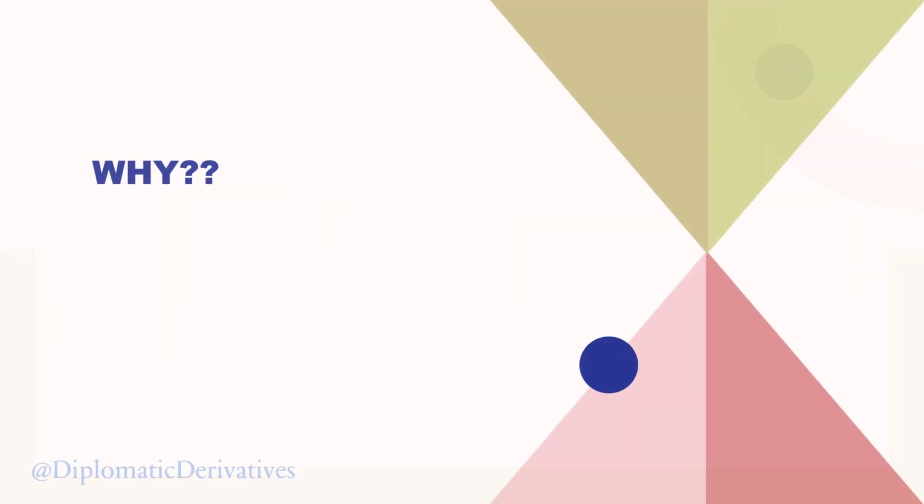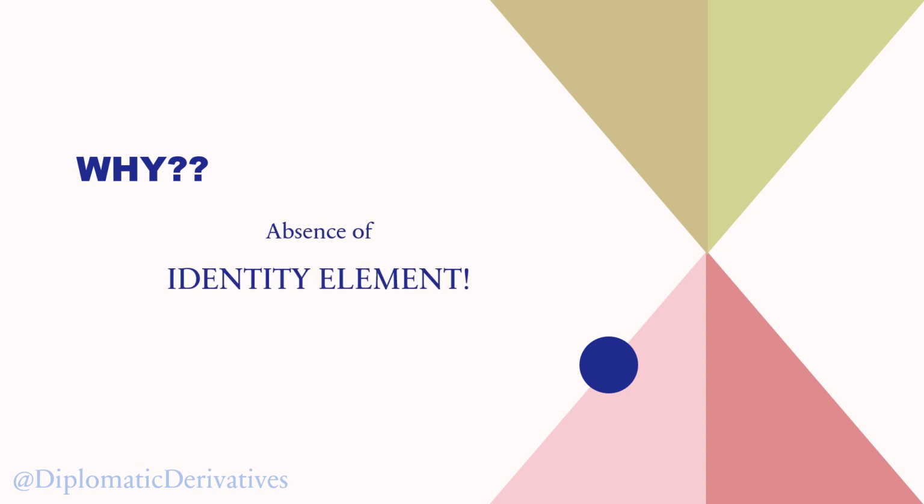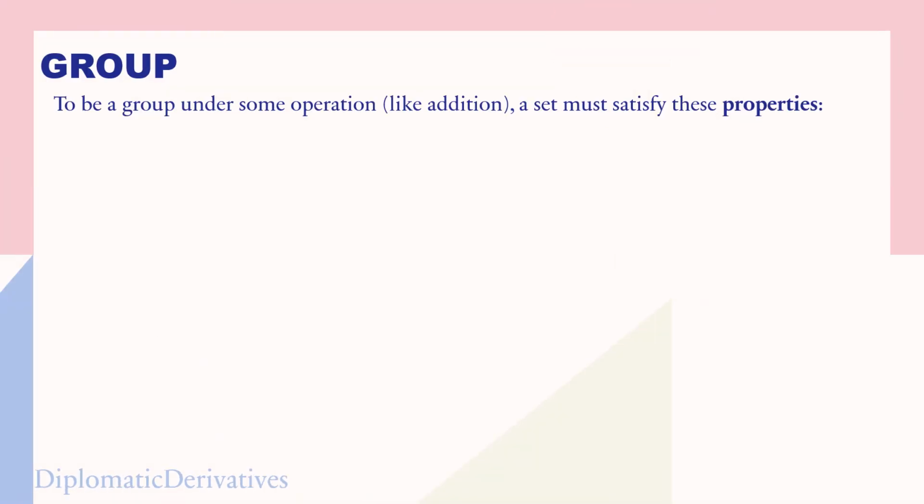First of all, the statement of why it is not a group: because of the absence of an identity element. Now we'll see why we are saying that there is no identity element in the set. First of all, for something to be called a group under some operation, for example addition, a set must satisfy these properties, the four axioms.